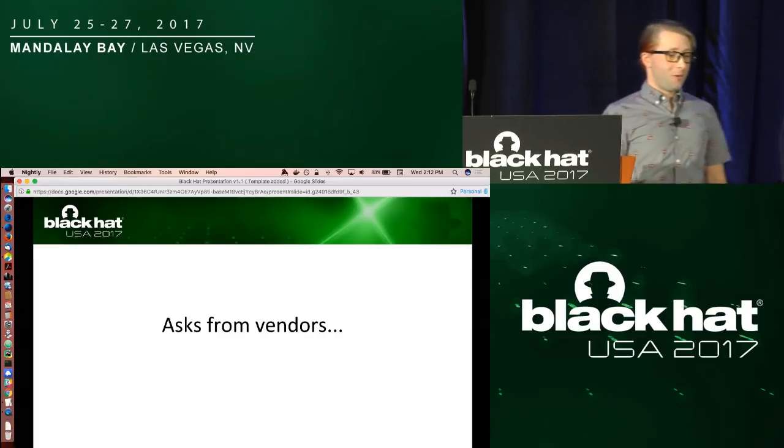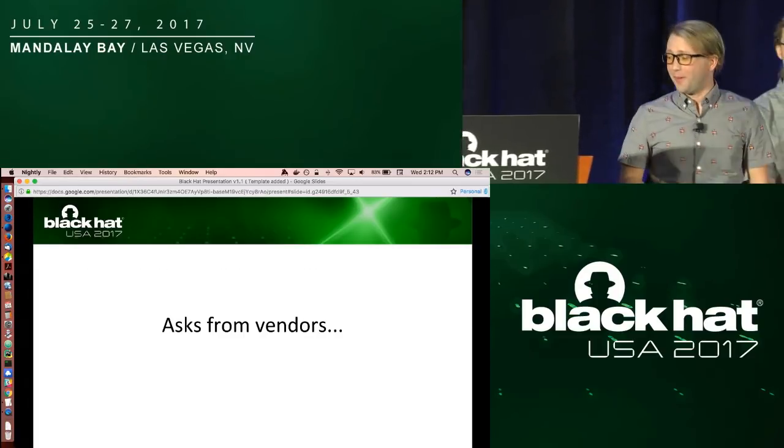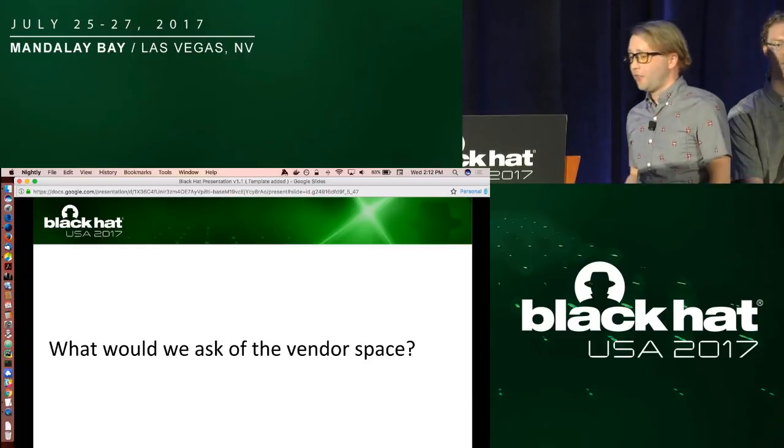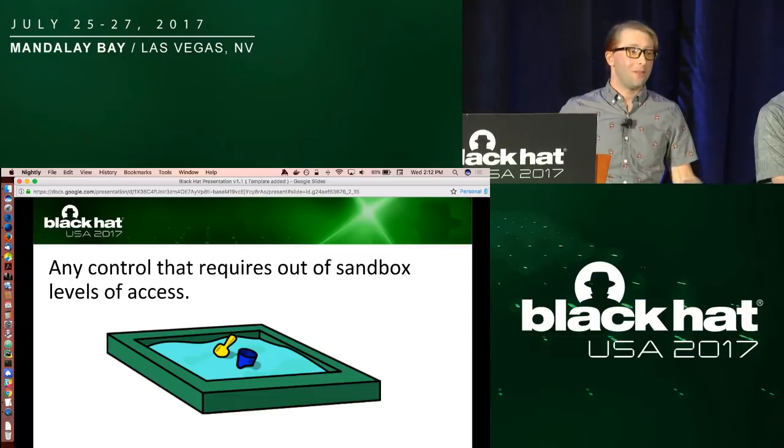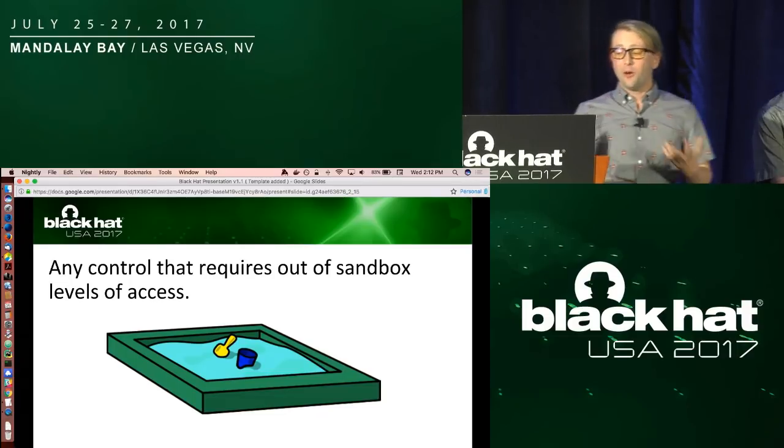If we could ask the vendors for something, what would it be out of all this? What would we ask the vendor space? We would ask them for any control that requires out-of-sandbox levels of access, right? So we can all think of some additional controls that we might like.